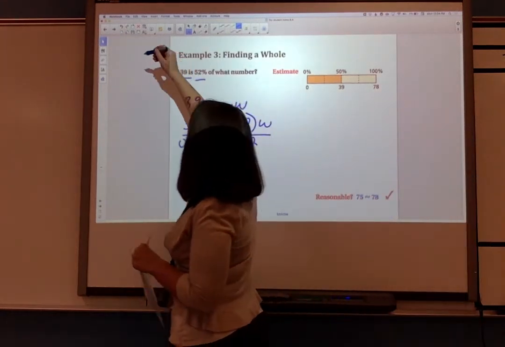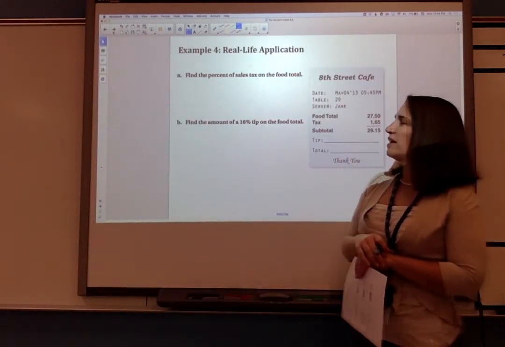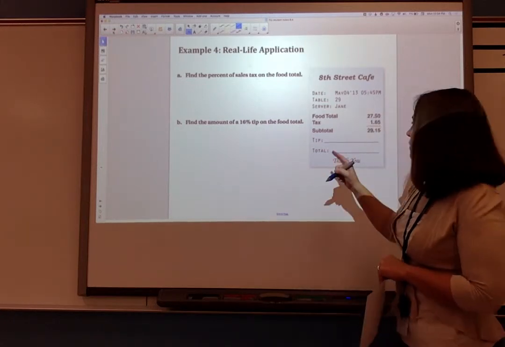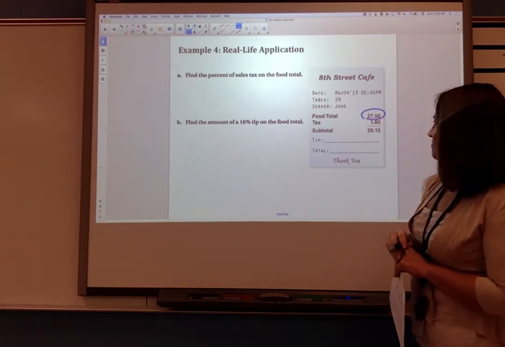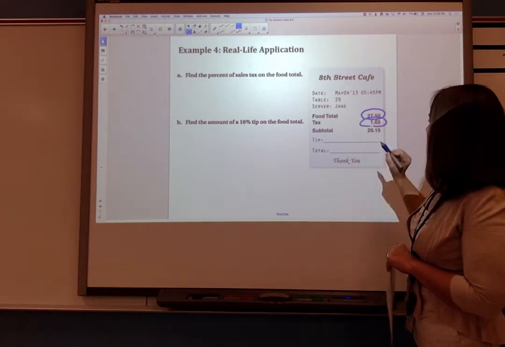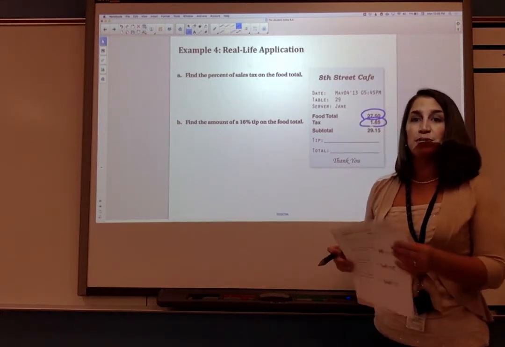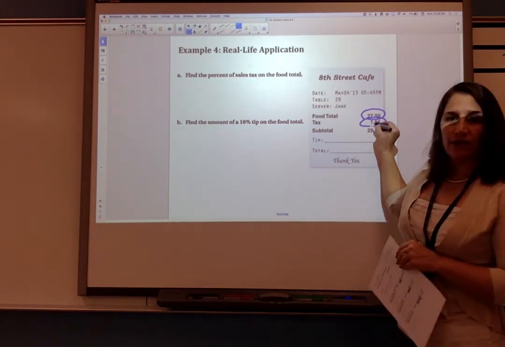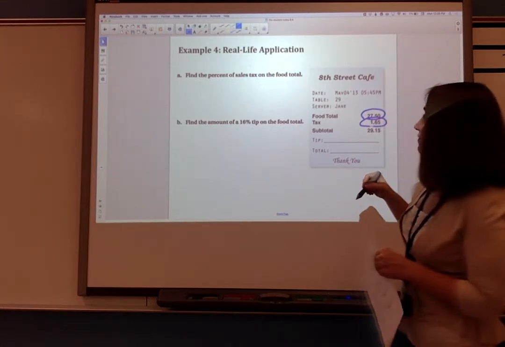All right, we've got a real life application on the back here. Find the percent of sales tax on the food total on this receipt. So our food total is $27.50, and the sales tax that we're paying is $1.65. So what we're solving for is the percent, right? So the part here is $1.65, and the whole is the food total, the $27.50.